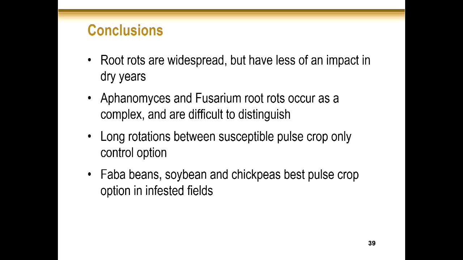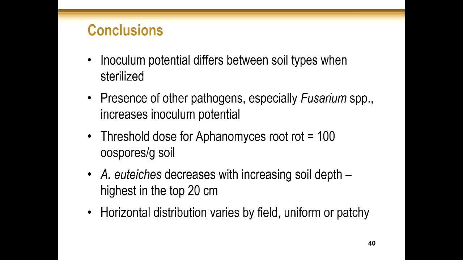Long rotations between susceptible pulse crops are currently our only control option, and faba beans, soybeans, and chickpeas are your best pulse crop option. And inoculant potential differs between soil types. So we see that the dark brown soil zones are the most conducive to this disease. And I think that reflects what we see in the field, where we really saw the hot spot for root rots, kind of in our dark brown soil zones up in that Drumheller to Three Hills area. The presence of other pathogens, especially Fusarium species, sort of complicates the whole issue.